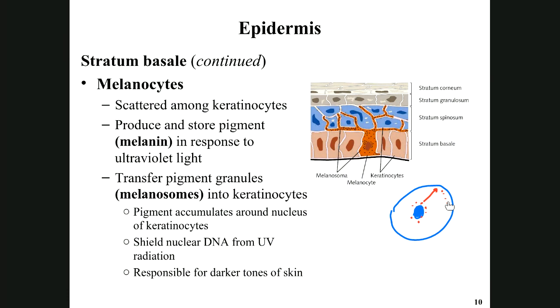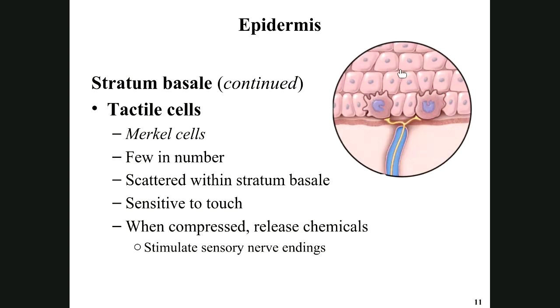The other cell which we have in our skin is called the tactile cell. The tactile cell or Merkel cell is located in the stratum basale. They are few in number and they are attached, as you see here, to the nerve endings. So they are very sensitive to the sense of touch. When they are compressed, they can release some chemicals and our nerve endings can detect these chemicals and we have the sense of touch. So this is the first layer of the skin.